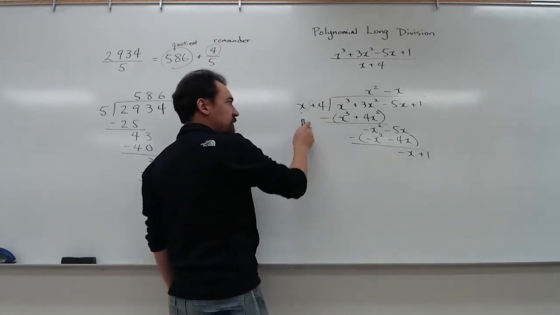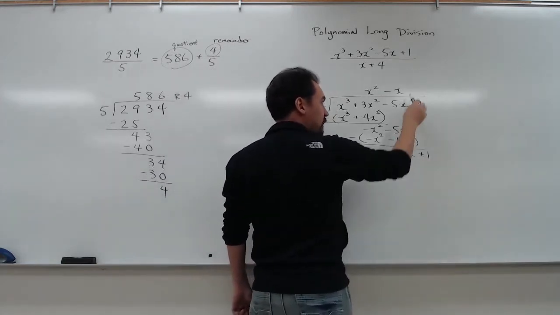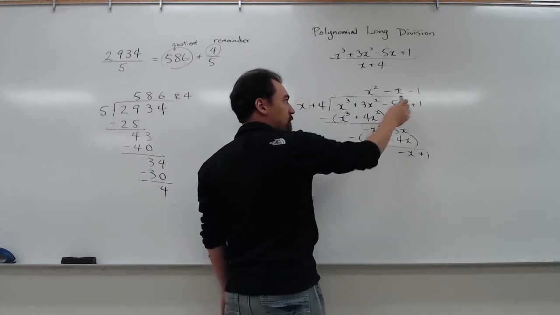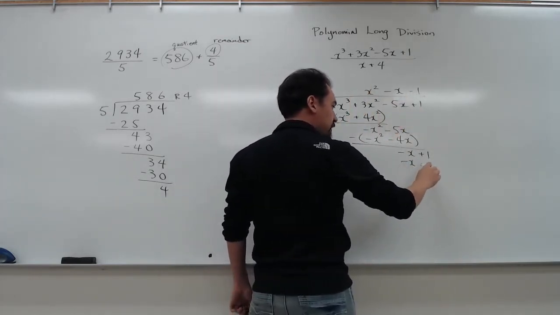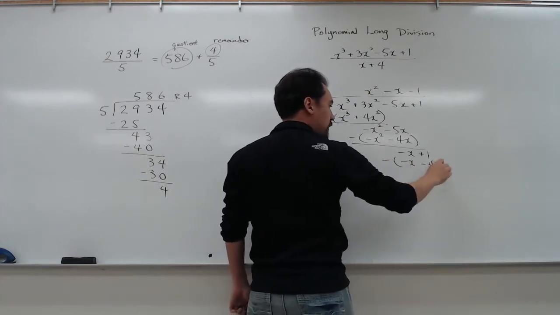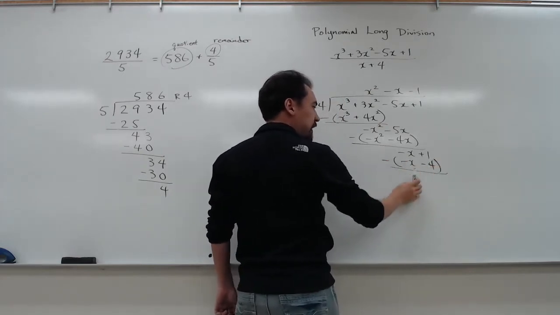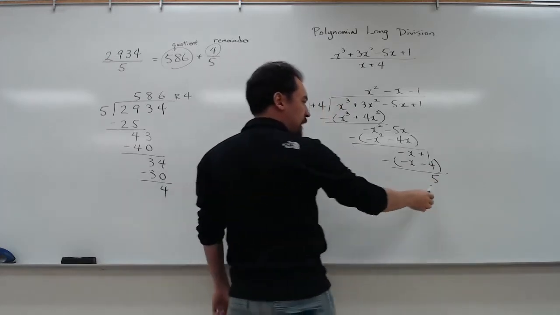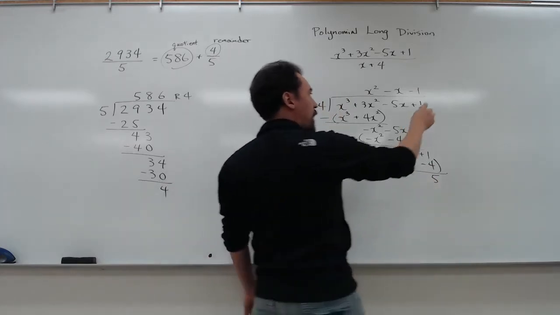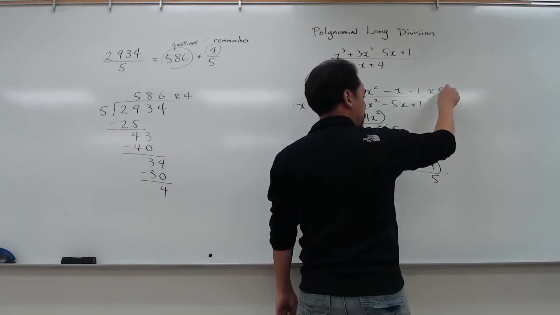The last thing, x goes into negative x, negative 1 times. So negative 1 times x plus 4 is negative x minus 4. And I'll subtract all of that. These cancel. 1 minus negative 4 gets me 5. So I'll say that right there is my remainder, and I'll put down remainder 5.